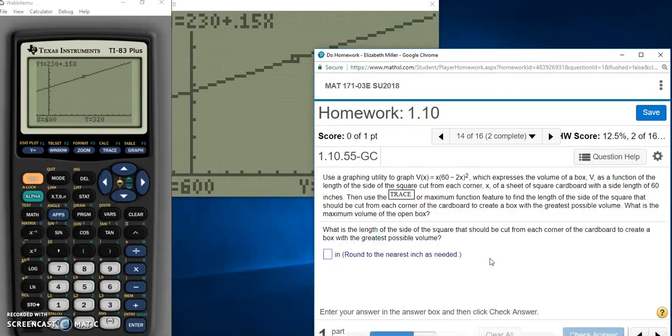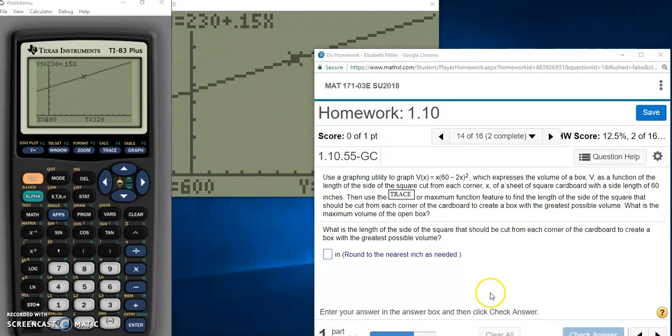Okay? Alright, so let's try the next one because that one was a little easy. So this one says, use a graphing utility to graph this function. This represents the volume of a box as a function of the length of the side of the square cut from each corner, where the cardboard has a side length of 60 inches.